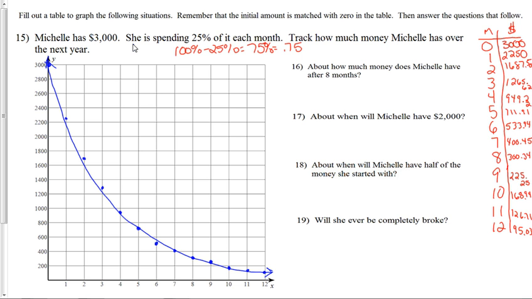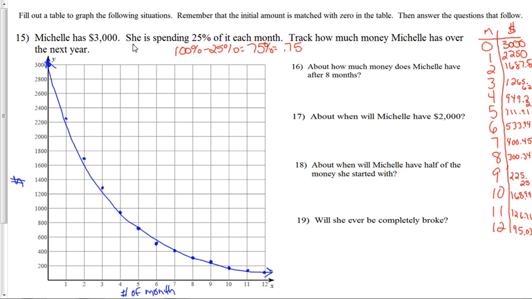Okay, now we're set to answer some questions. So on all of these, you just need to make sure you know what the x-axis stands for and what the y-axis stands for. So let's label both of these. This is the amount of money that she has in dollars, and this is the number of months that we're on after she starts spending money.